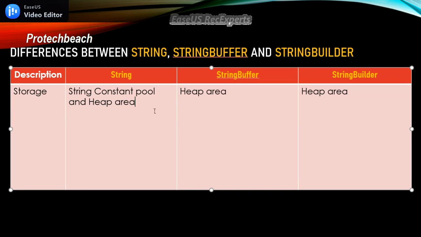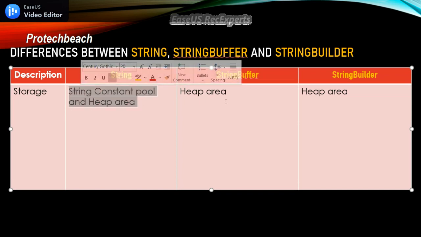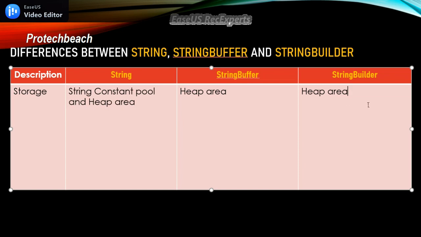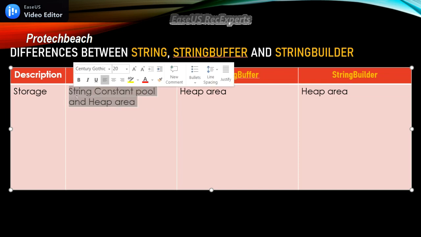One is for string literals and the new keyword in case of the string, but in case of StringBuffer and StringBuilder, we need to create only using the new keyword. If you create the string object using double quotes with content, then the data will be saved in the string constant pool. If you use the new keyword, it will go to the heap area.